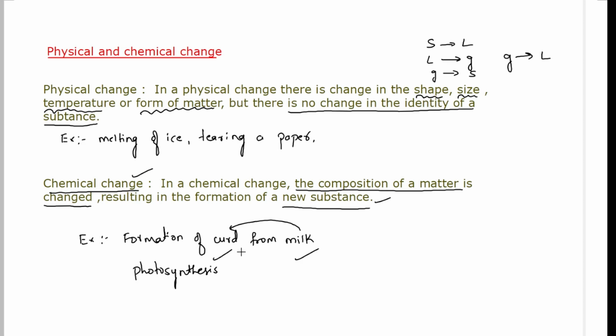Guys, so overall what you have to understand here is that physical change is accompanied by change in shape, size, temperature, or form of matter. But here there is no change in the identity of a substance. That is, a new substance is not formed here. Whereas in chemical change, the composition of the matter is changed, which results in the formation of a new substance. This chemical change forms the basis of a chemical reaction. Whenever a chemical change takes place, we say that a chemical reaction has taken place.